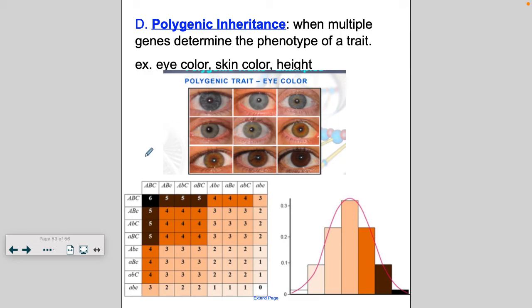All right, the fourth type of complex pattern of inheritance is polygenic inheritance. And this is when multiple genes determine the phenotype of a trait. Okay, so what I mean by multiple genes is that many genes interact with each other to create that phenotype. So eye color is actually a polygenic trait. It's not determined by one gene, it's determined by several genes interacting with each other, and that's why we have such a wide variety of eye colors. Skin pigmentation is also controlled by multiple genes, so it's an example of polygenic inheritance. Even height.